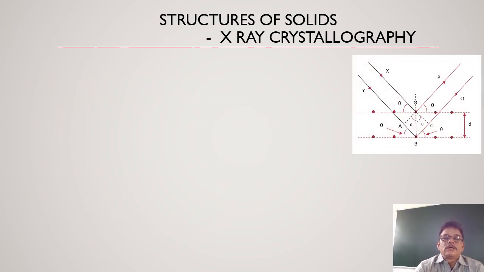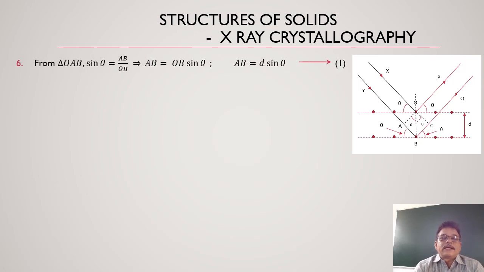If we go to the next point, here OAB is a triangle and OBC is also another triangle. OAB and OBC are right angle triangles because OA and OC are perpendiculars drawn to the YB and BQ, right?